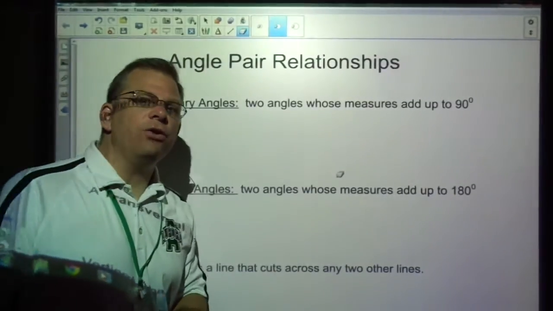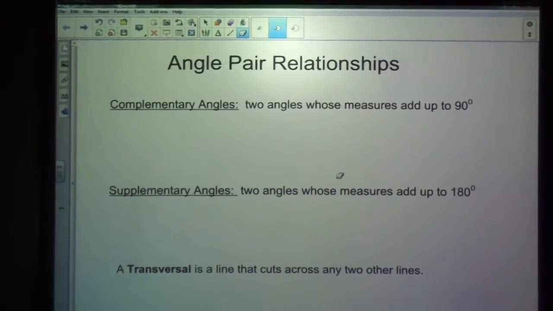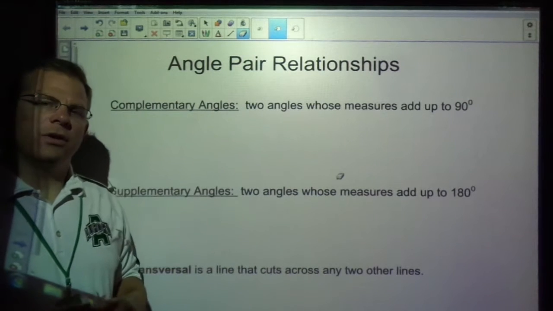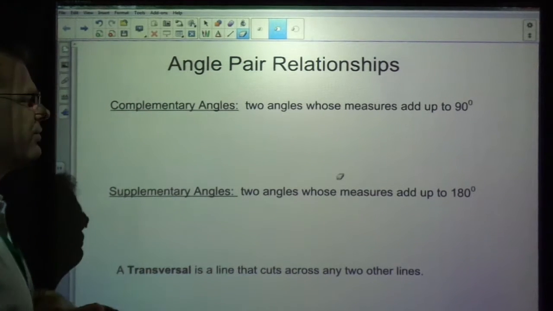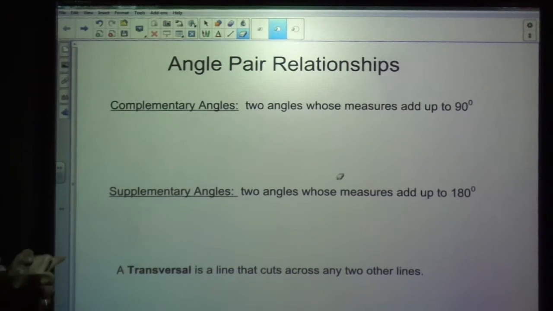Hello and welcome to angle pair relationships. We've been studying a number of different angles, and now we're going to summarize and make sure that we're capturing everything that you need to know at this point.